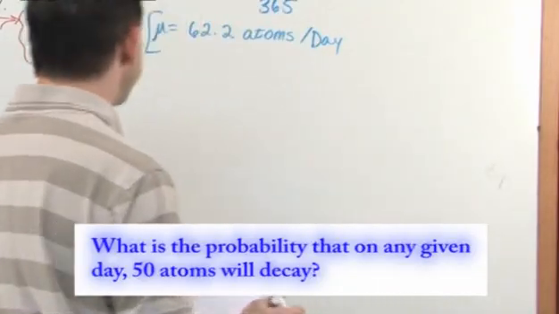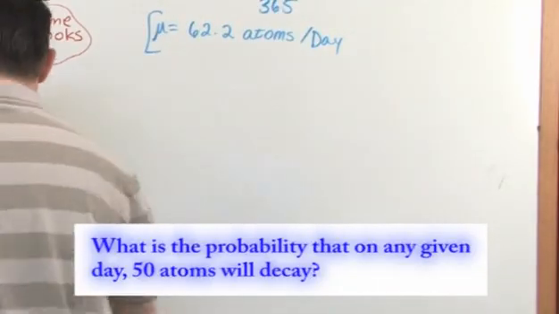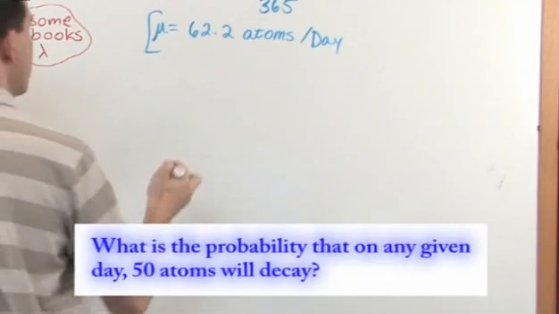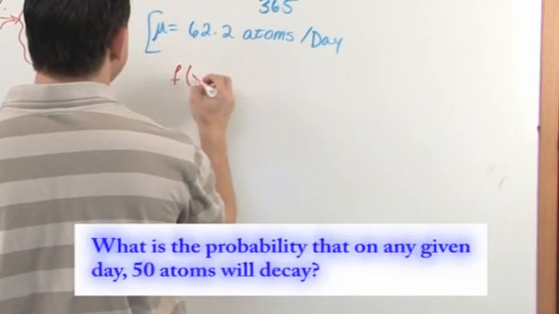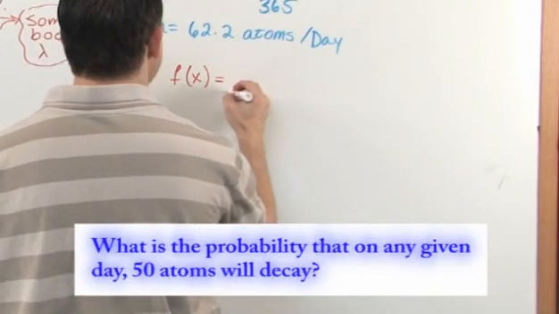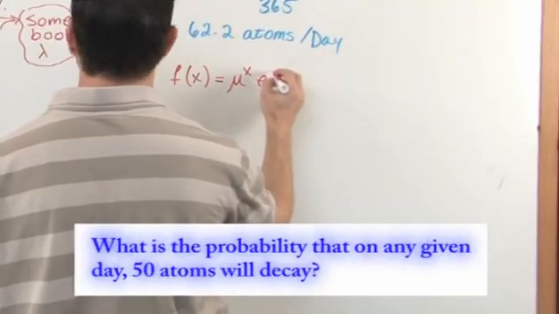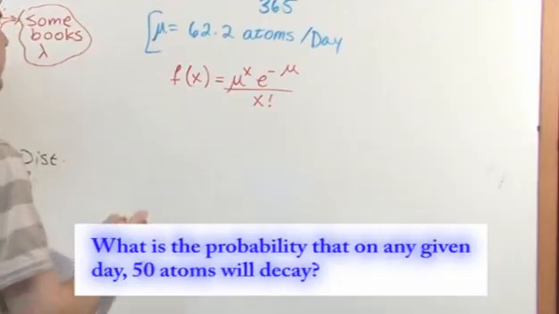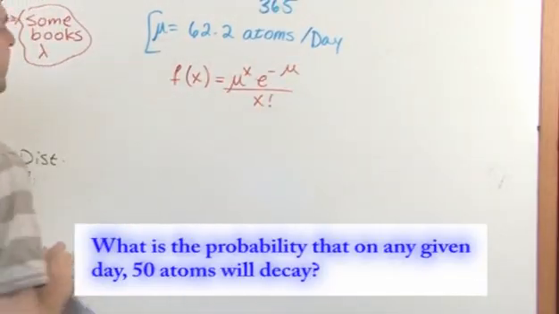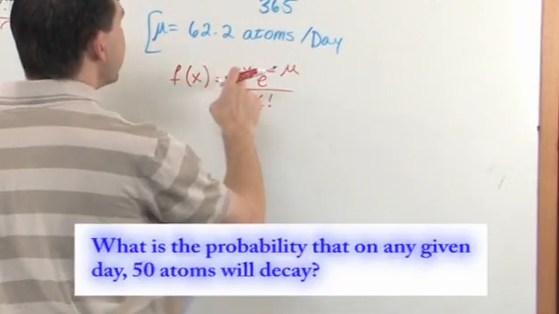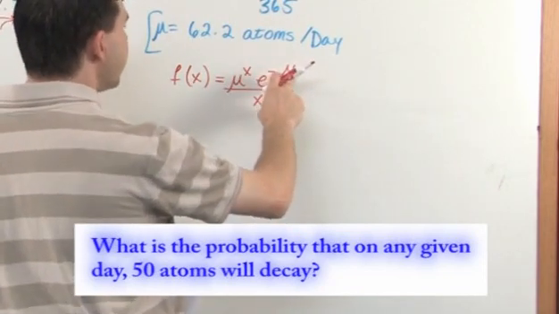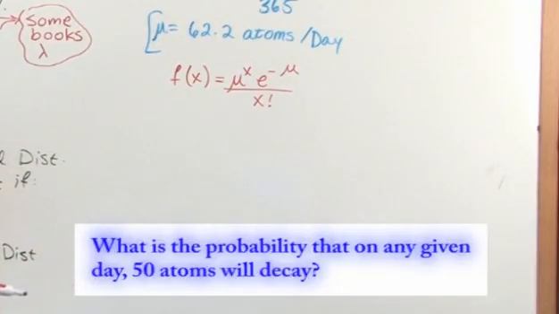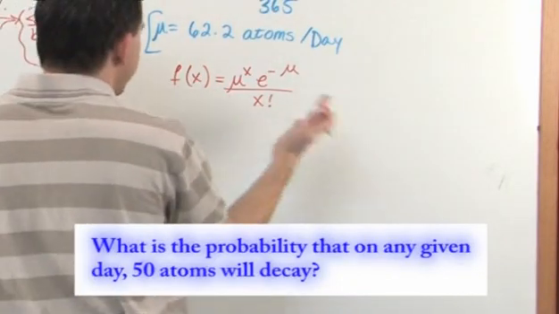So because we're trying to find out the probability that 50 of these things will decay in 1 day, we're going to use the Poisson distribution function, which is written as mu to the x times e to the negative mu over x factorial. Now notice that we just calculated the average number of atoms per day that decay. That's my mu. So this is going to be a number, and this is going to be a number, and the only thing left in this whole function is x, which is my random variable. That's the thing that I plug in to find out the probability of it happening.